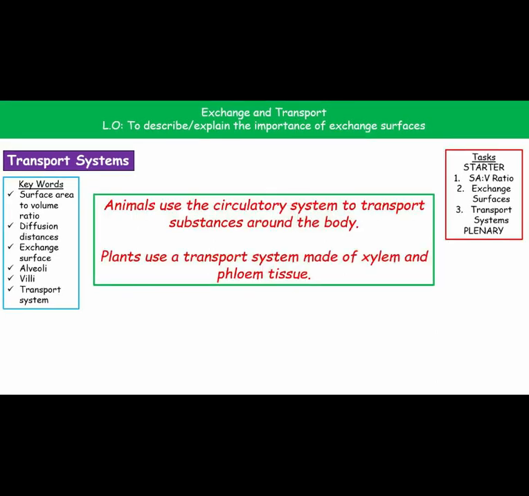When it comes to animals, then we use the circulatory system to transport substances around the body. So give yourself a tick if you got that bit right. And plants also use a specialist transport system made up of two tissues, which you're going to learn a lot more about as we carry on through the biology course, which are xylem and phloem. So tick it if you got it right. If not, jot those points down. I'll leave them up for about another 30 seconds.